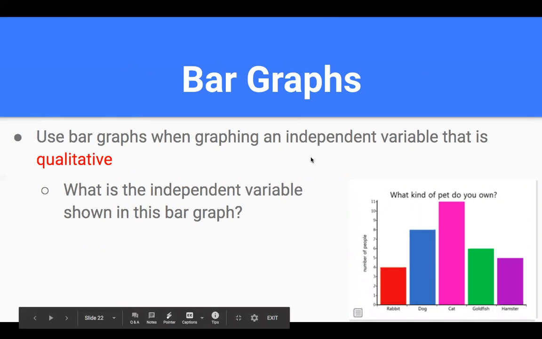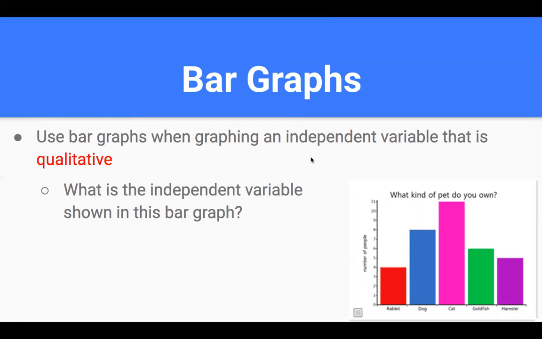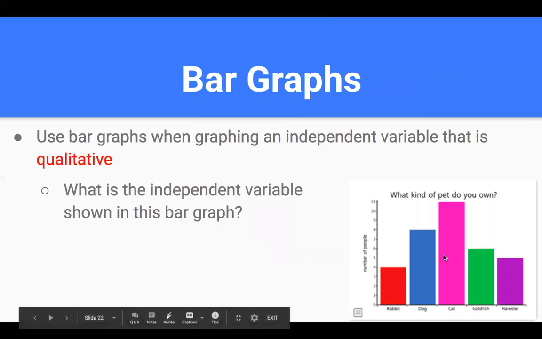Now, bar graphs are similar to line graphs in many ways when it comes to their setup, but what's different is that we use line graphs to show quantitative data, numbers or measurements, and we use bar graphs to show qualitative data. So in this case, what is the bar graph showing us?